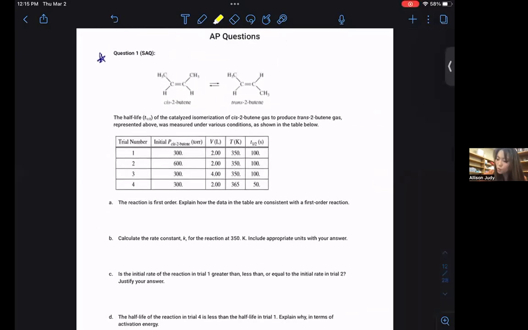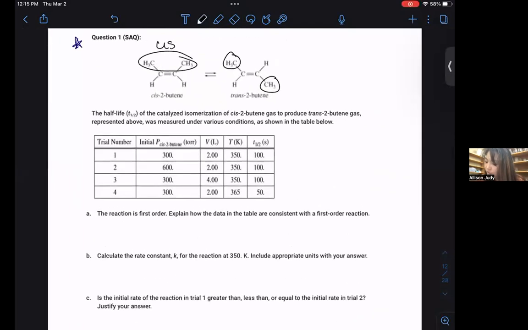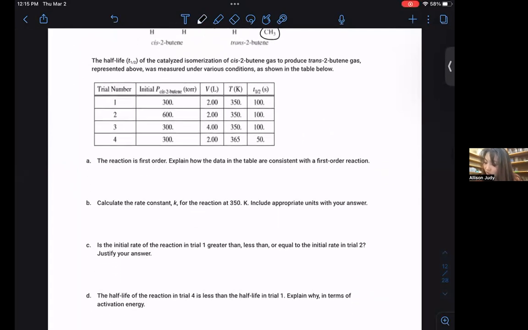So for 1, we're given the following structure of cis versus trans. By the way, a cis molecule means it has 2 distinct terminal types where they're on the same side, and trans means that they're on opposite sides. But they're composed of the same type of terminal groups. All right. So we have been told that the half-life, T half, of the catalyzed isomerization of cis-butene to produce trans-butene is represented above, and it was measured at various conditions, giving us the following values.